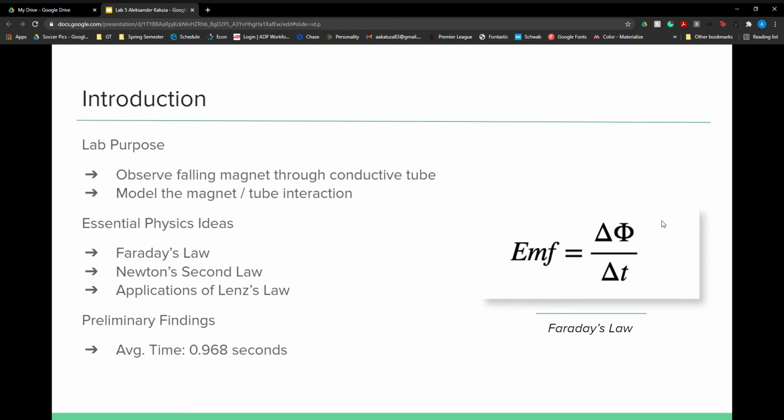To begin, the purpose of the lab was to observe a falling magnet through a conductive tube and model the magnet-tube interaction in GlowScript. Some essential physics ideas we use are Faraday's law, Newton's second law, and some application of Lenz's law. Faraday's law is displayed here on the right. And some preliminary findings through the experiment we had to do. I found that the average time for the magnet to fall through the aluminum tube was 0.968 seconds.